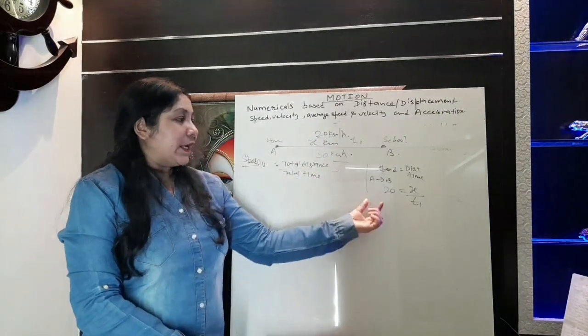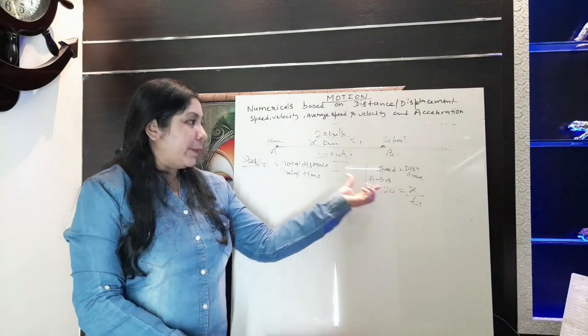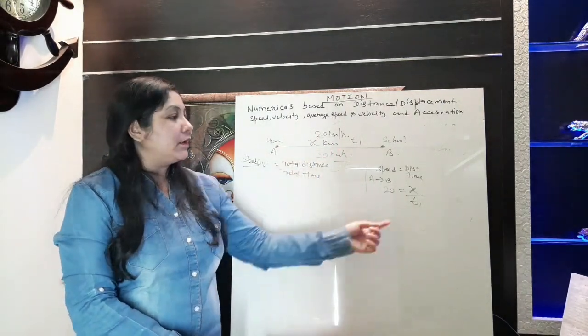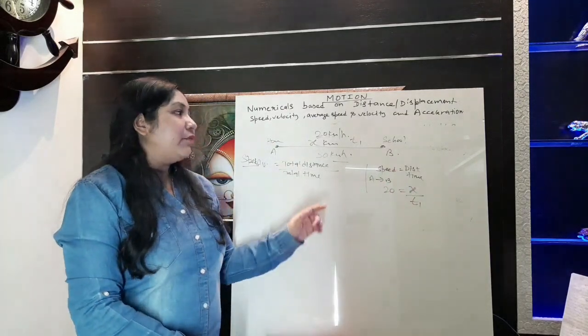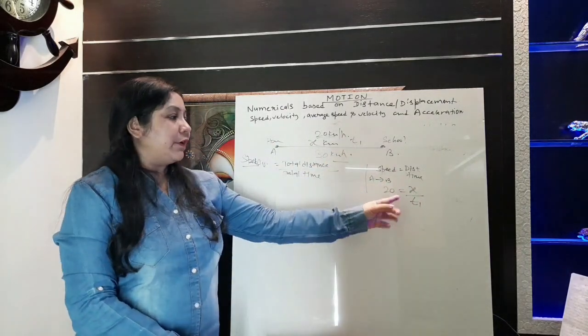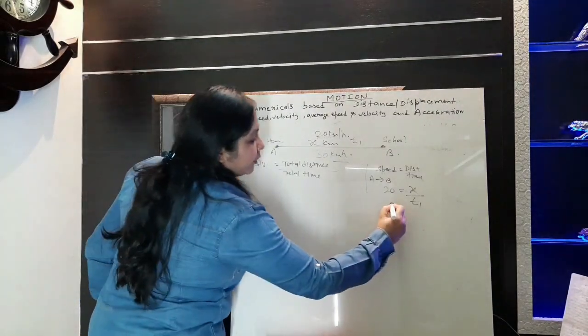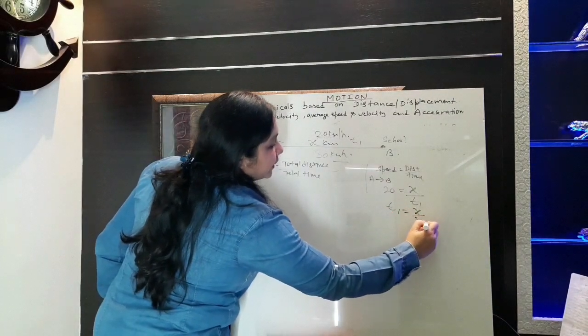So for going from A to B, the speed you have taken is 20 km per hour, and the distance covered by you is x kilometer, which we are letting here. We are also letting the time be T1. So 20 is equal to x by T1, right? So what will be the value of T1? T1 will be x by 20.